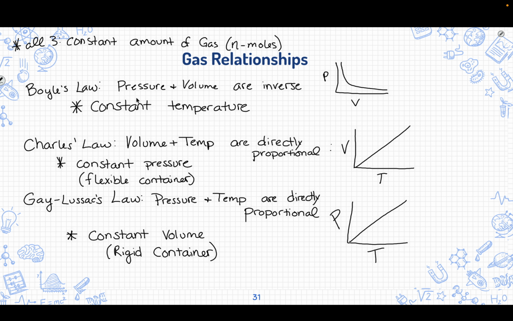Charles's law says that volume and temperature are directly proportional. That means that as you increase temperature, you can expect the volume of your gas to go up. This only works under constant pressure, which means you have to have a flexible container. The best example of this law is putting a balloon in a freezer and then putting it in a really hot environment and seeing the size of the balloon change.